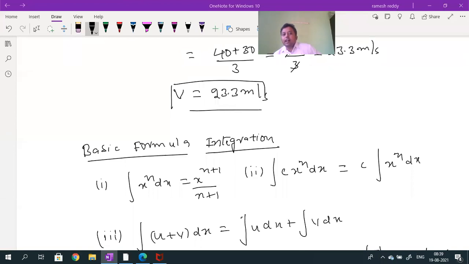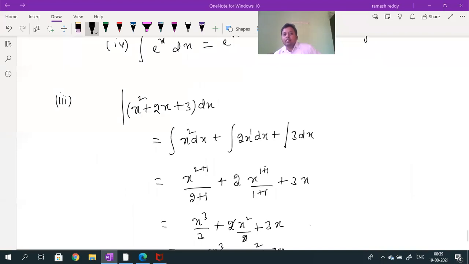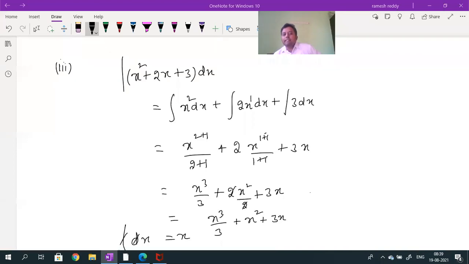If you have any doubt, ask your seniors nearby your home. Differentiation and integration, is this chapter needed or not? This chapter is compulsory. This is the next screenshot.